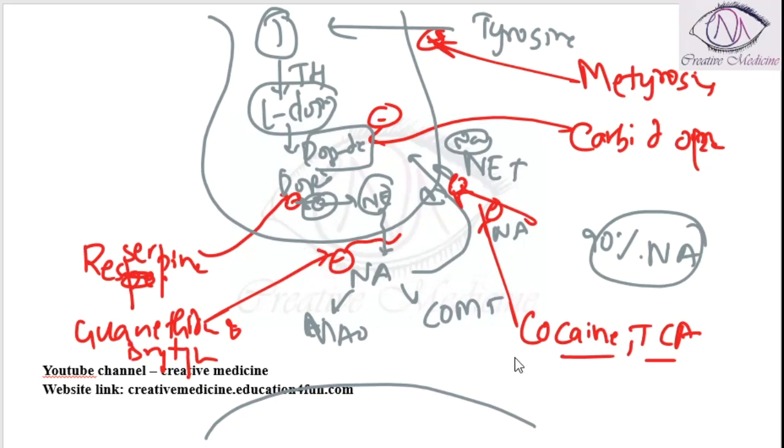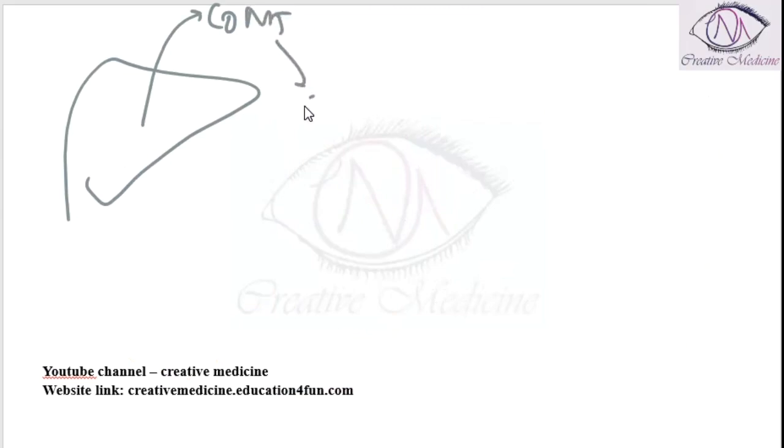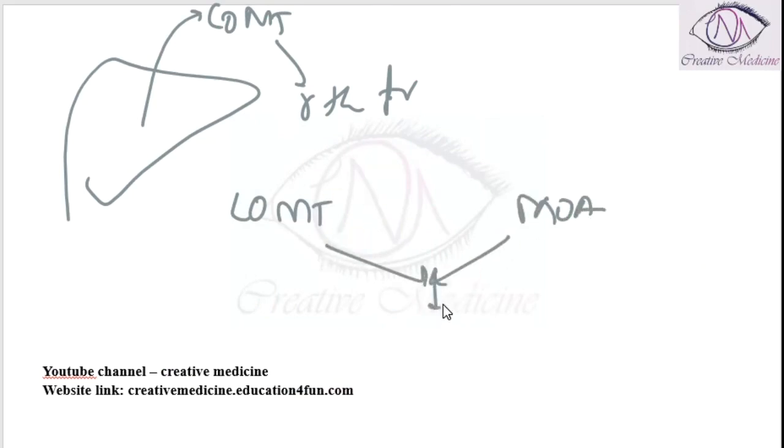Once the norepinephrine is released into the synapse, 90% is reuptaken, whereas the rest of the 10% will undergo metabolism by monoamine oxidase and catechol O methyl transferase. If this norepinephrine diffuses into the liver, it is acted upon by catechol O methyl transferase in the liver and other tissues. In both these cases, either by catechol O methyl transferase or monoamine oxidase, through various steps of reactions, at the end vanillyl mandelic acid is produced.